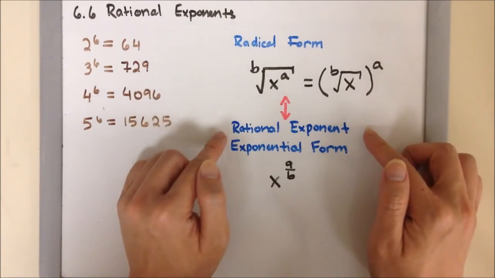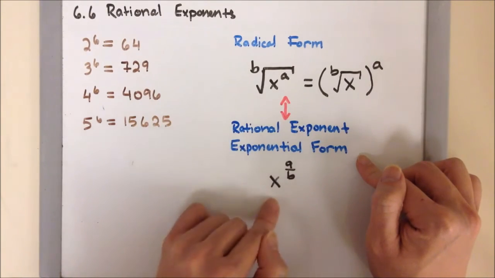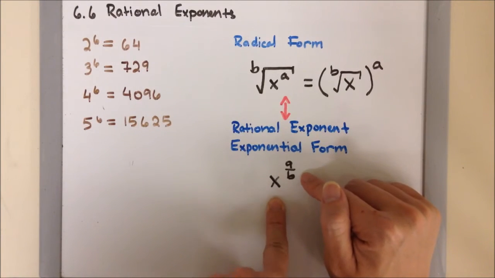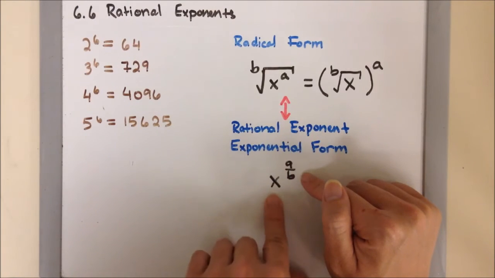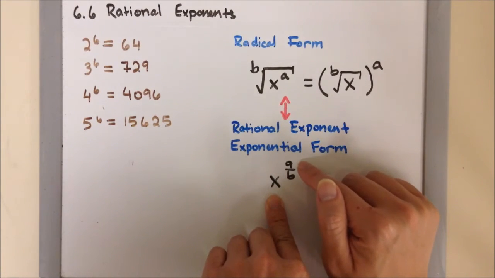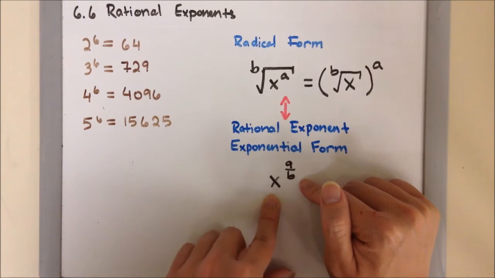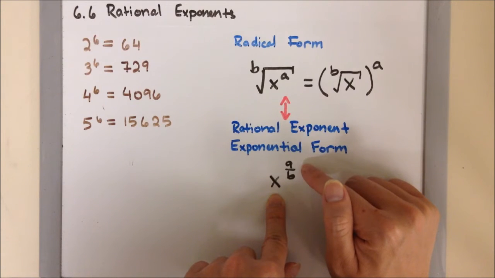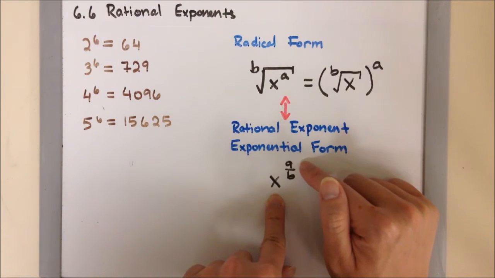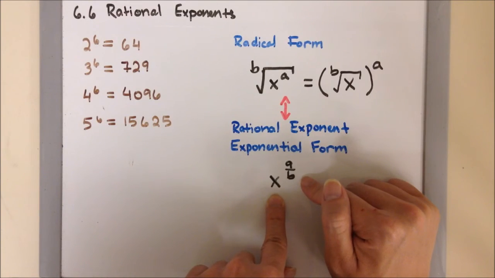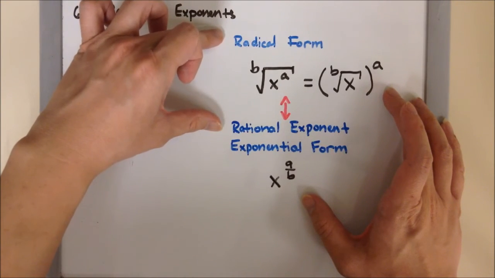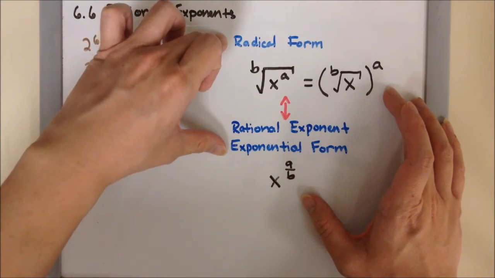When we're talking about rational exponent form or exponential form, this is how it would look like. X powered by a over b, a fraction. So a rational exponent is when you have an integer over another integer in a fraction form. So this is what we mean by rational exponent. A base, any base, powered by an exponent in fraction form, where a is on the top and b is on the bottom. So if you follow the format, then you should be able to interchange between radical and rational exponent, or between radical and exponential form.